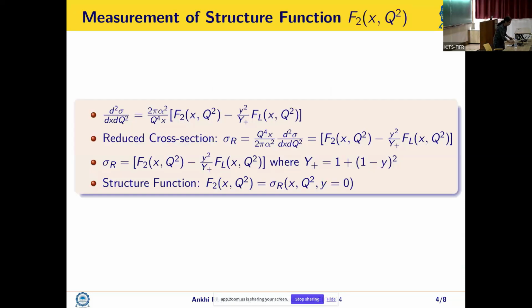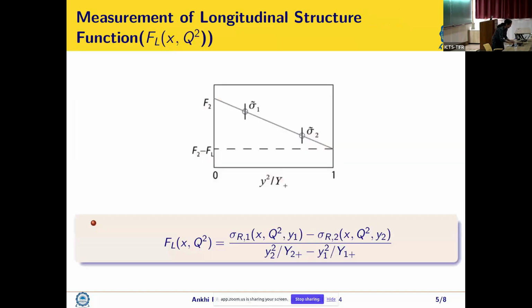Now if you go back to this formula, you can think of your sigma r into this. If you take this as, let's say, x, you can write sigma r equal to y = mx + c. That means FL you can take as a slope, isn't it? So with this idea, to find the slope I basically need two energies. Sigma r at one energy, sigma r at a second energy. This will give me the slope.